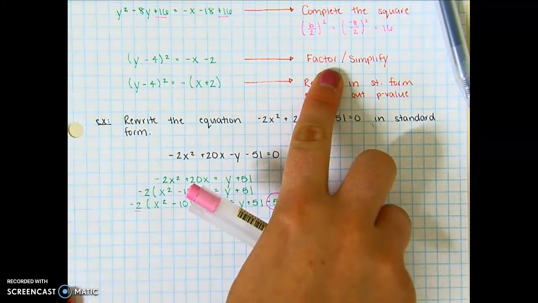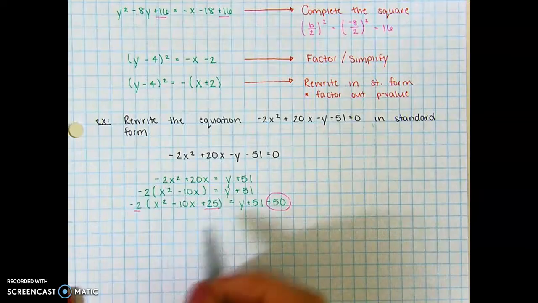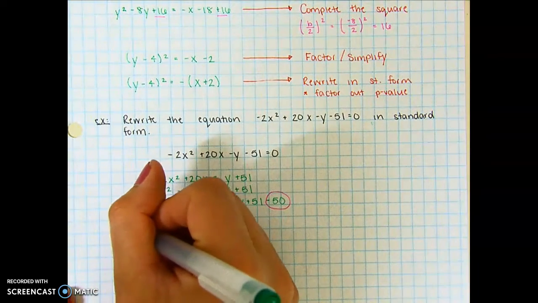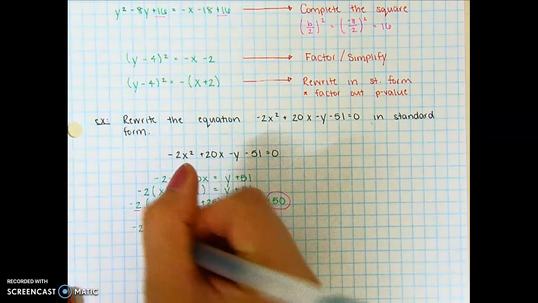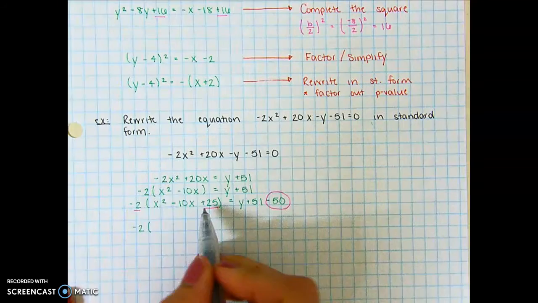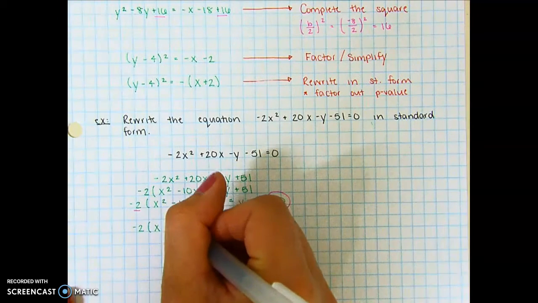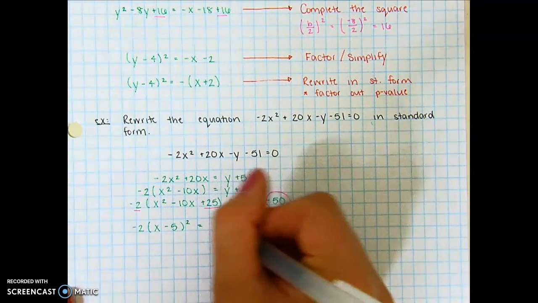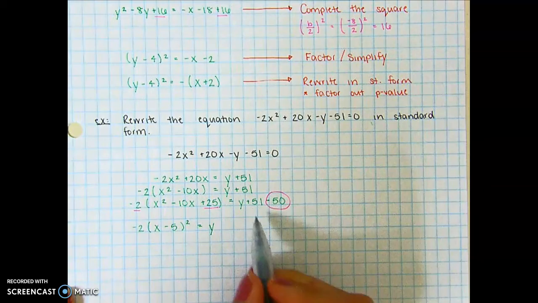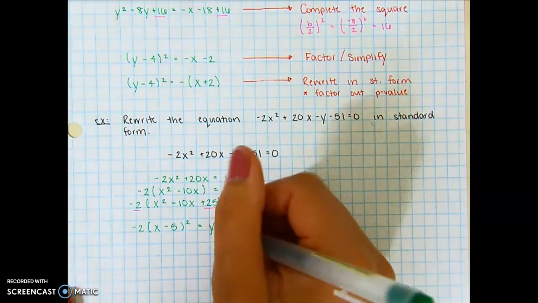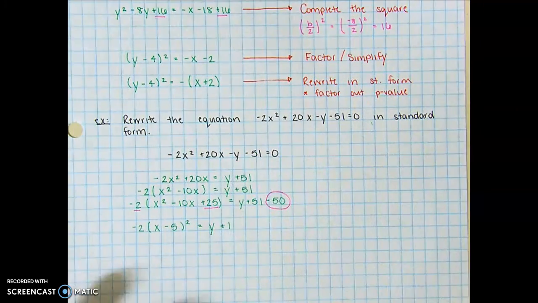Now, we can factor and simplify. So on the left side, I'm going to bring down the negative 2. This is going to be factoring to (x minus 5) squared. And then I'm going to simplify on the right, and 51 minus 50 is positive 1.